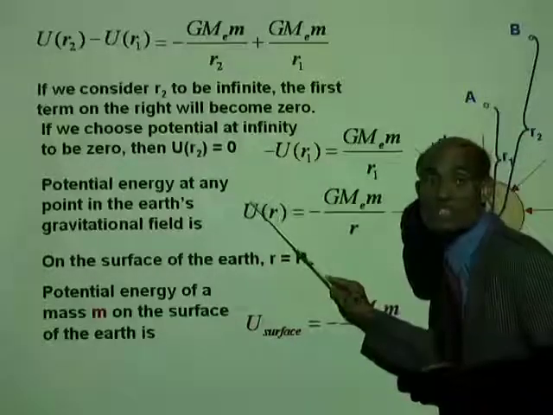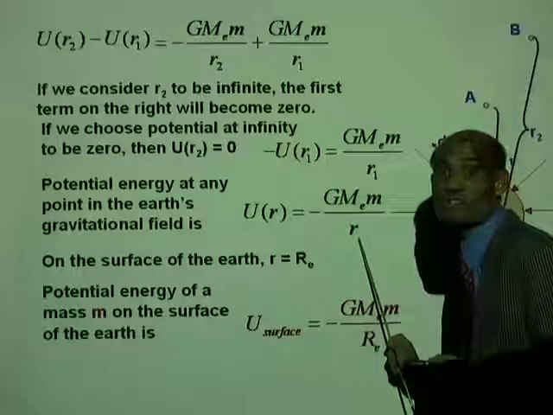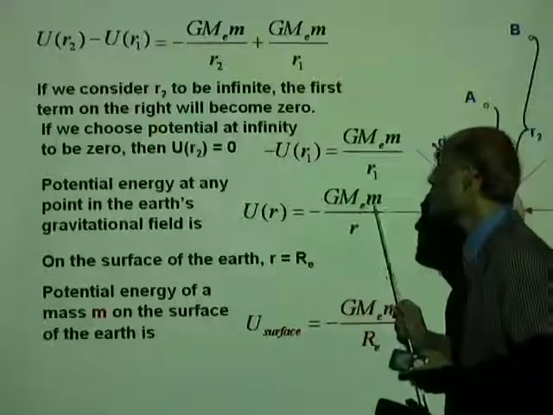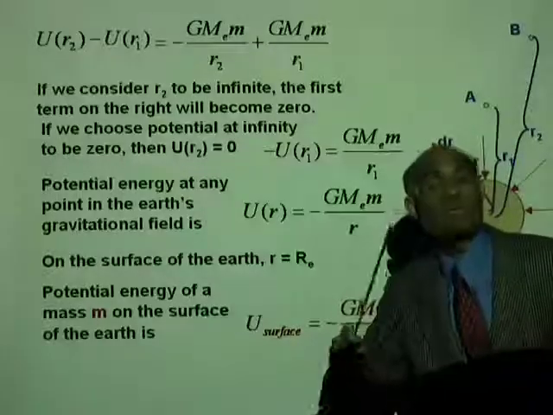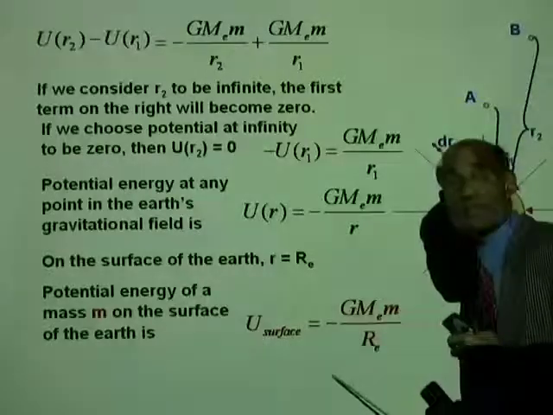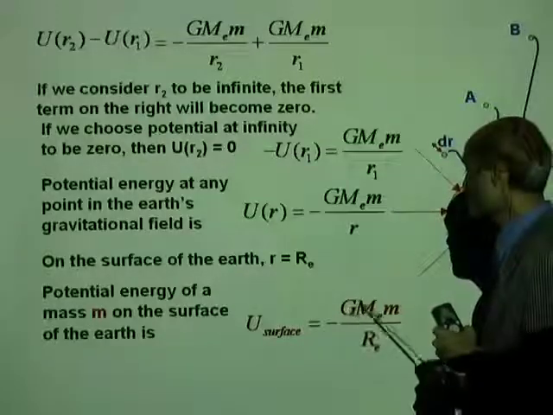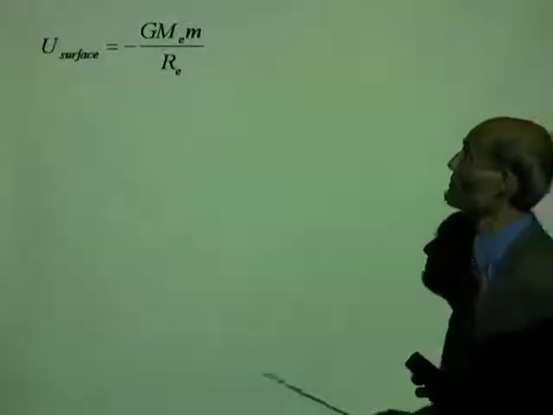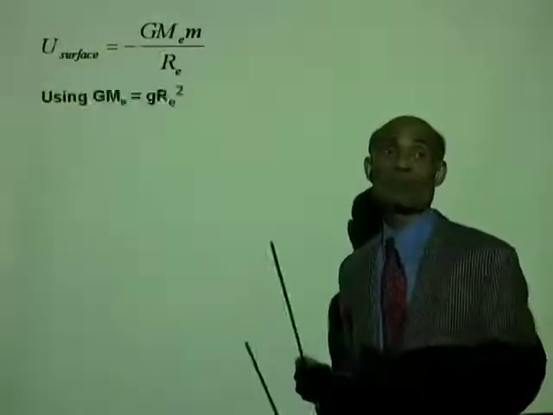The potential energy of an object of mass m at a distance r from the center of the Earth is U(r) = -GMₑm/r, where this r can be replaced by Rₑ + h, the radius of the Earth plus the altitude. And the potential energy on the surface of the Earth is U_surface = -GMₑm/Rₑ. Again, a very important concept. So, potential energy on the surface of the Earth is given by this quantity.